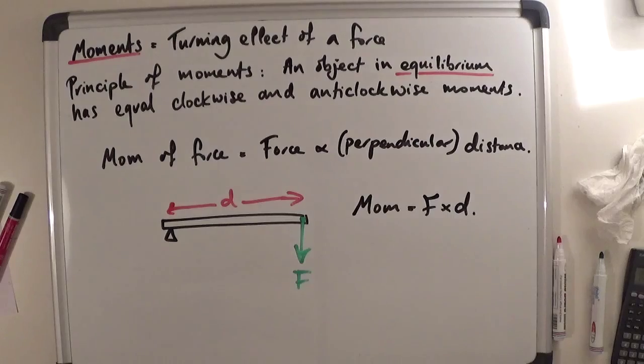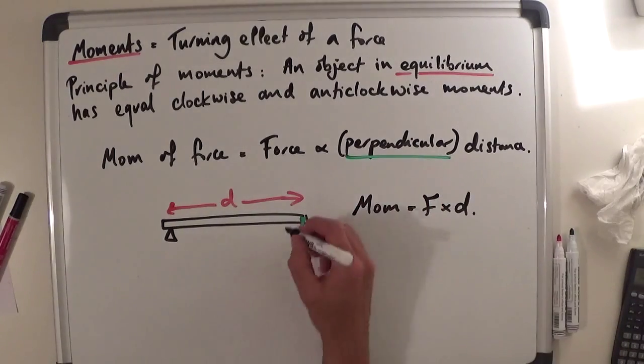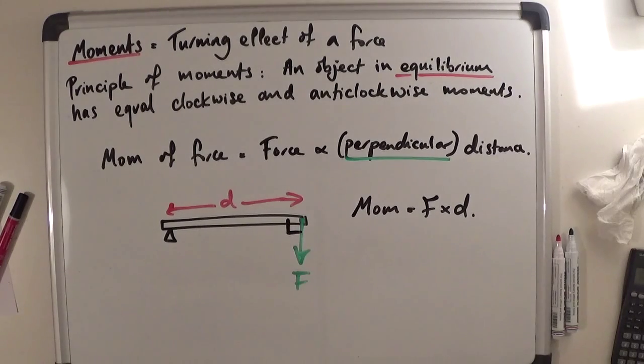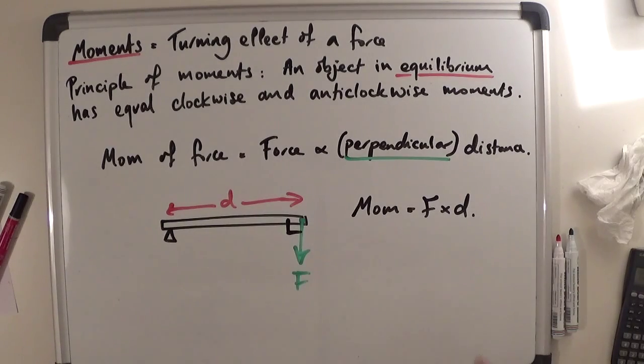Now, the key thing to understand about this word perpendicular is that this is assuming these two are at right angles. If they're not at right angles, you have to work out the component of the force or the component of the distance which is perpendicular. So we're going to look at that first.